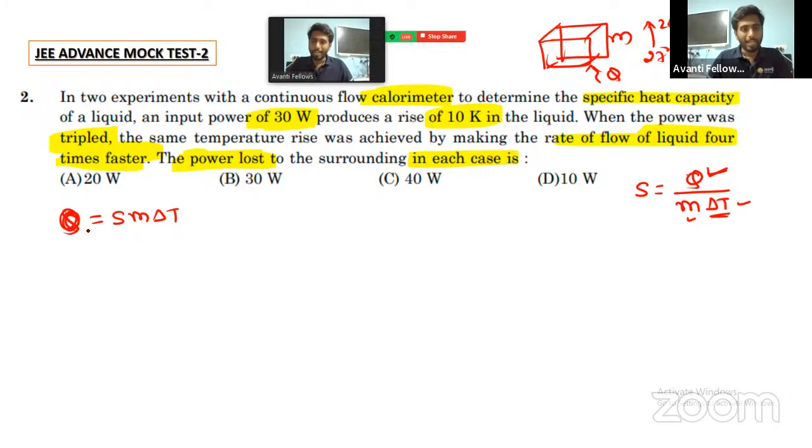Okay. Here, Q is the heat: specific heat, mass, rise in temperature. They also say that some amount of heat will be lost to the surroundings. I don't know that loss amount, so I will add this loss amount as a plus X here. I will add X, okay?